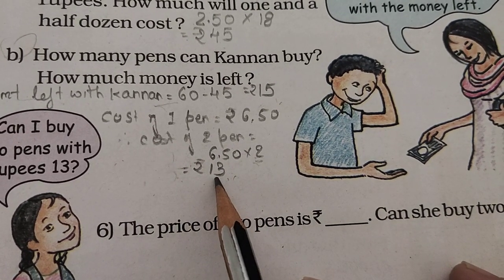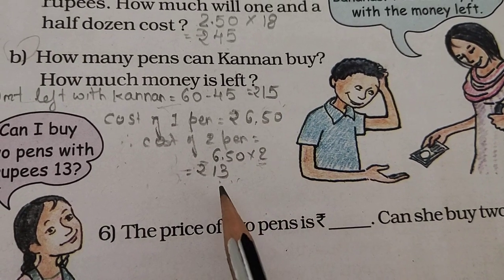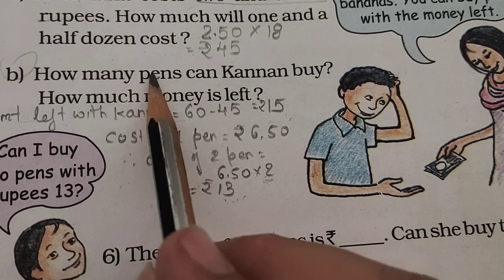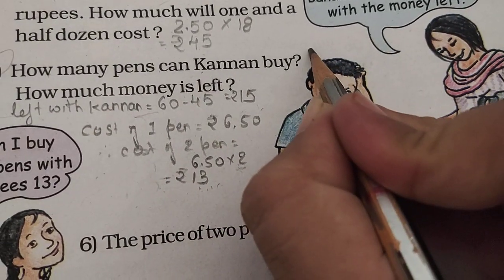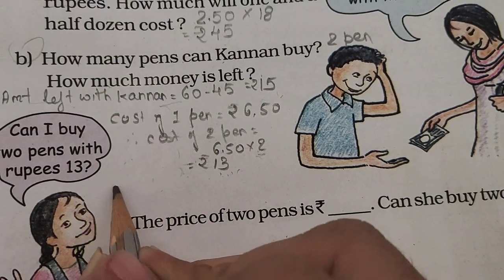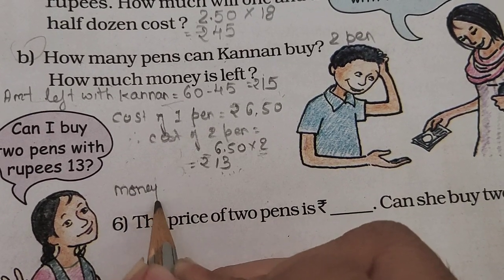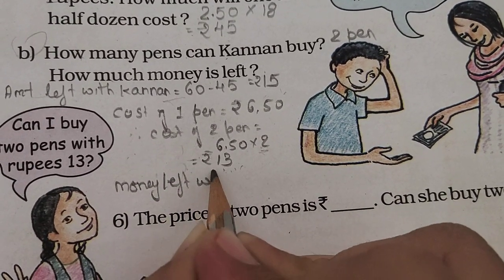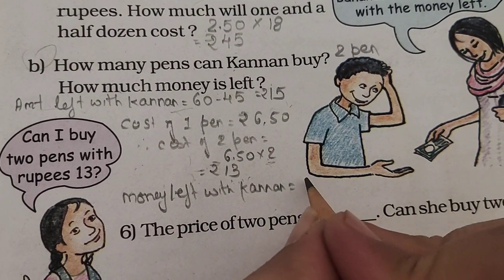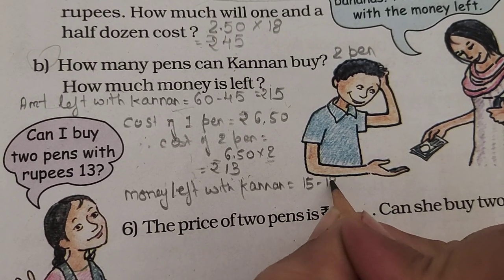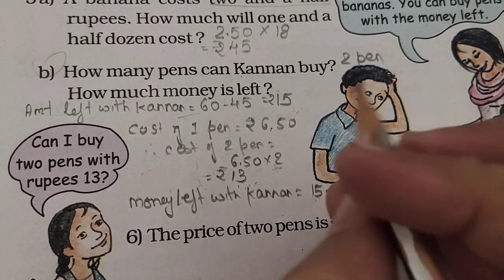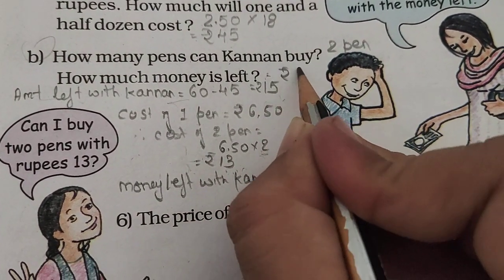2 pens, because the cost of 2 pens is nearer to the amount he is having. So the cost of 2 pens is rupees 13. So how many pens can Kanan buy? Here we can write down 2 pens. And how much money can he have left over? Money left with Kanan is equal to 15 minus 13. He had 15 rupees, 13 rupees is the cost of the pens, so the difference is 2. So Kanan's leftover is rupees 2.